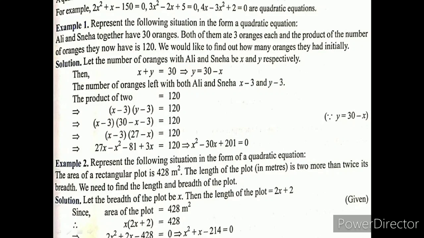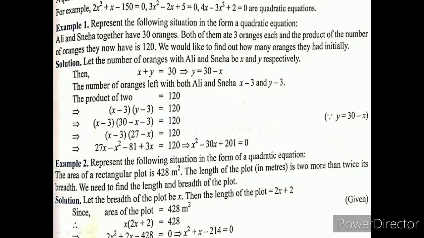The first problem is: Ali and Sneha together have 30 oranges. Both of them ate 30 oranges each, and the product of the number of oranges they have now is 120. We would like to find out how many oranges they had initially. Students, this question can be dealt with, the assumption can be done in two methods. One, as shown in the slide, they can assume for Ali the number of oranges be x and for Sneha the number of oranges be y, and then x plus y is equal to 30.